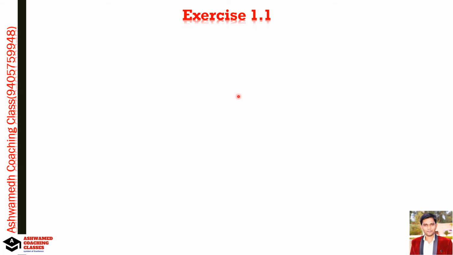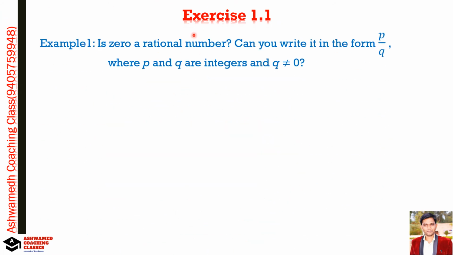Let us see exercise 1.1. The first question is: 0 is a rational number. Can you write it in the form of P upon Q, where P and Q are integers and Q is never 0? See, Q is never 0. We have seen that if Q is 0, we cannot define that number. So we just have to check whether 0 is rational or not. Also, I have told you about this. 0 is a rational number. Okay, why?